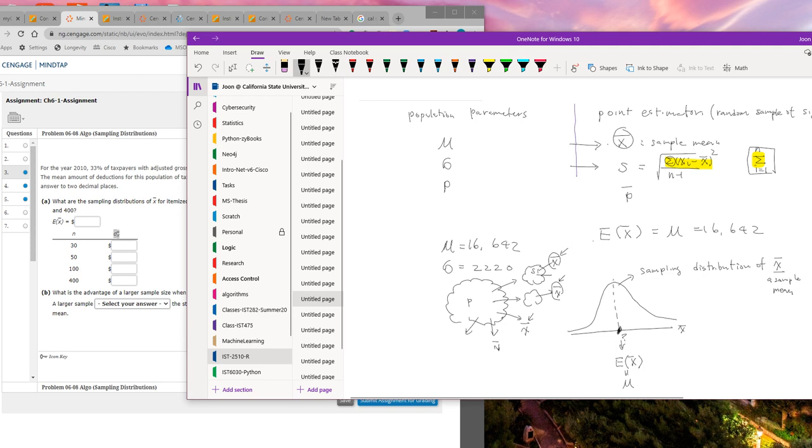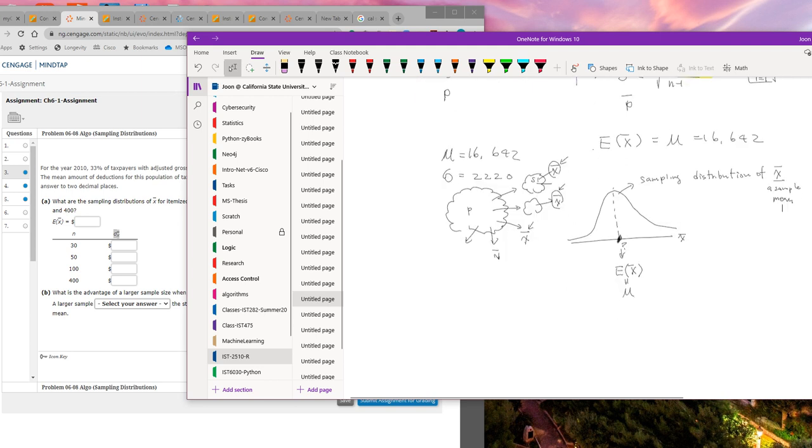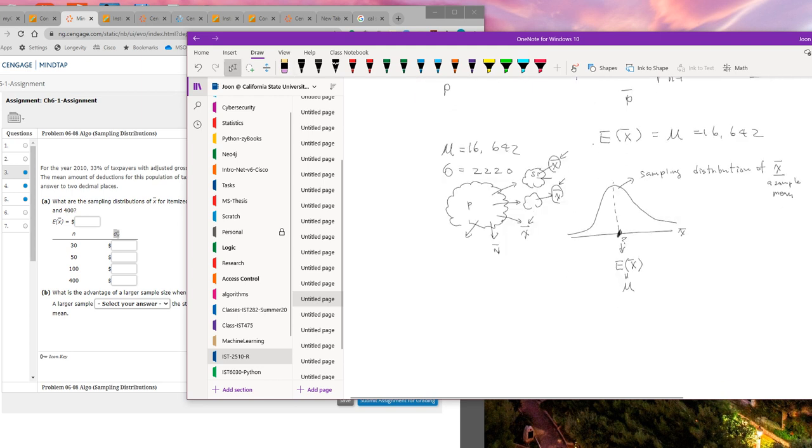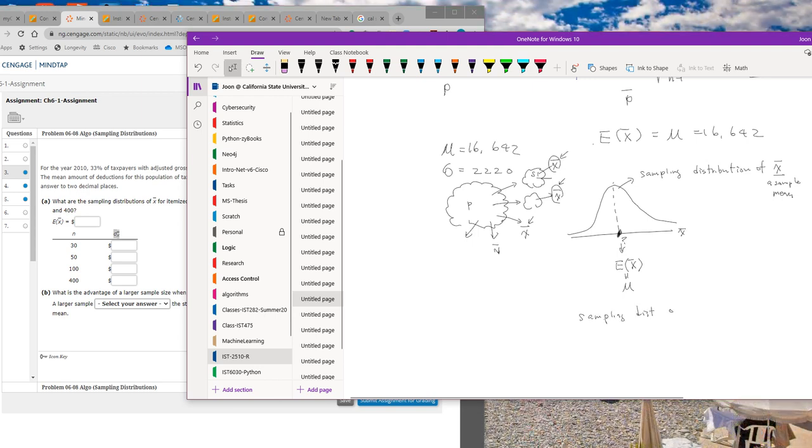And the next problem is they're asking what is the sampling distribution of x bar? So sometimes when the questions ask you the sampling distribution of x bar, the problem is asking for the sampling distribution of x bar, right?